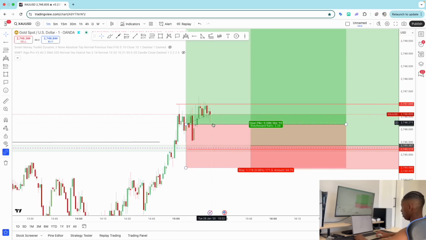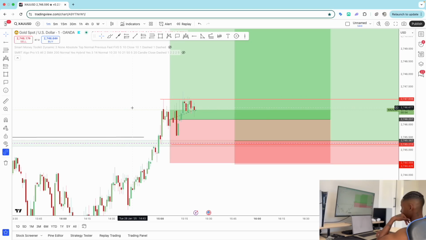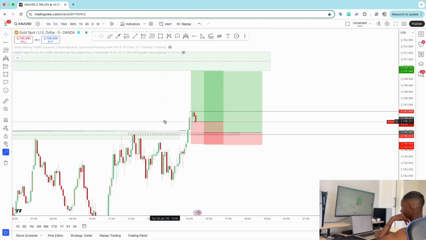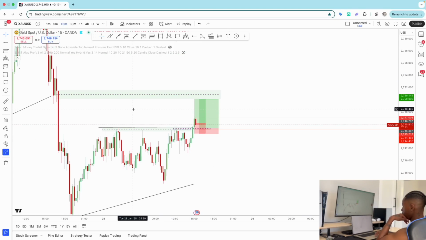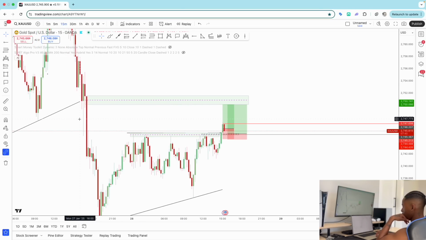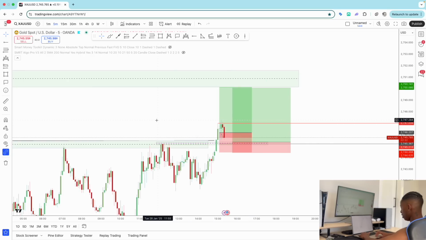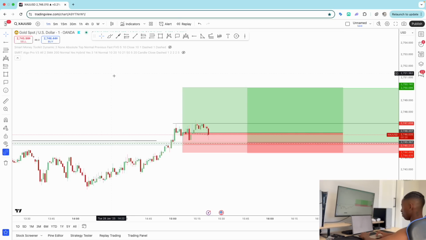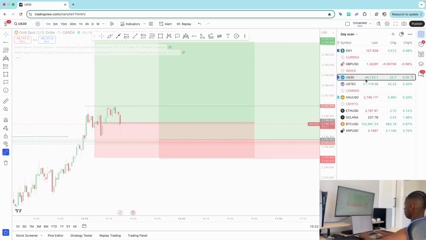Currently I can see what's going on here. Okay, let's see gold. Let me see if it's still respecting. Hopefully it's respecting this area. Okay, I can see it. Let's see. So now hopefully it activates this trade that we had here. Okay, US 30 was going on.